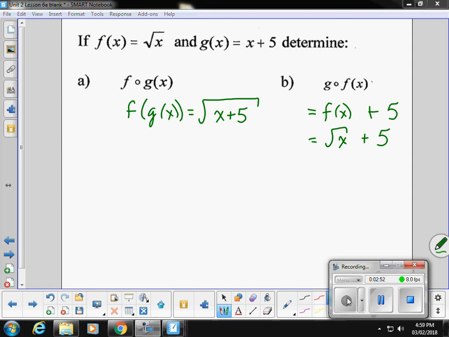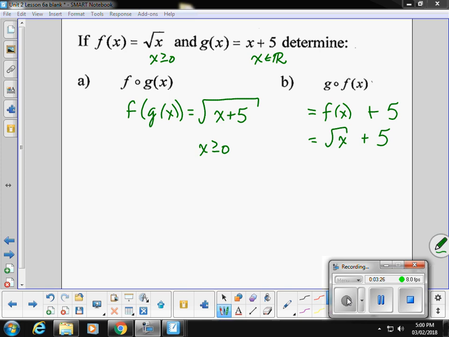Let's just look at the domain for a second. F at x equals root x. Our domain would be x greater than or equal to 0. G of x would be x can be any real number. However, the domain for f o g, or f at g of x, would be x greater than or equal to 0. And in this particular case, its picture would look like square root of x moved 5 to the left.